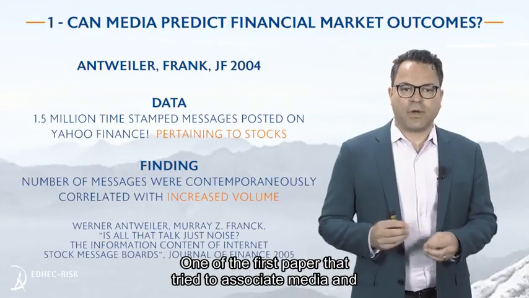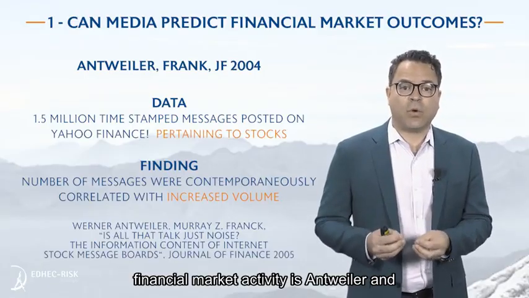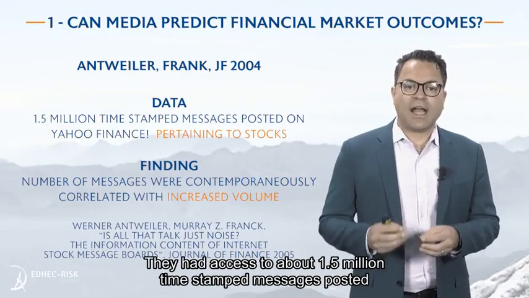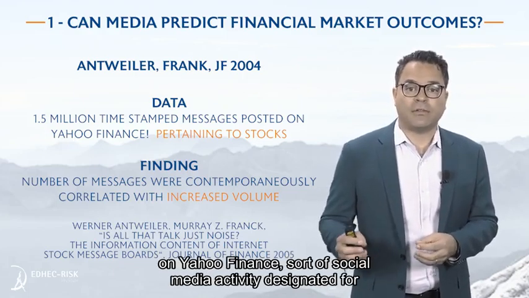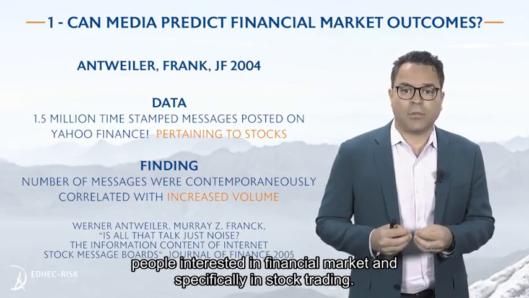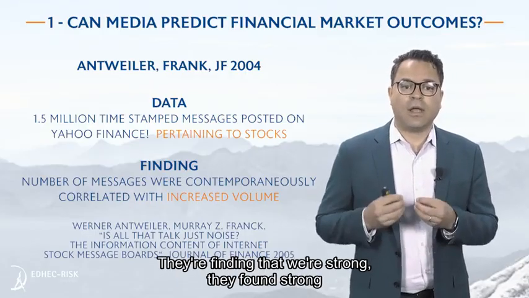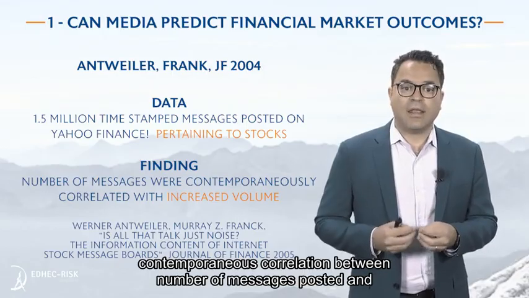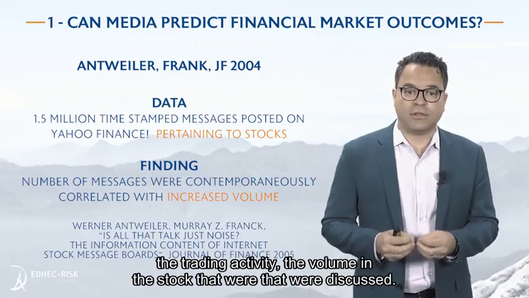One of the first papers that tried to associate media and financial market activity is Antweiler and Frank in their Journal of Finance paper from 2004. They had access to about 1.5 million timestamped messages posted on Yahoo Finance, sort of social media activity designated for people interested in financial markets and specifically in stock trading. Their findings were strong. They found strong contemporaneous correlation between number of messages posted and the trading activity, the volume in the stock that were discussed.